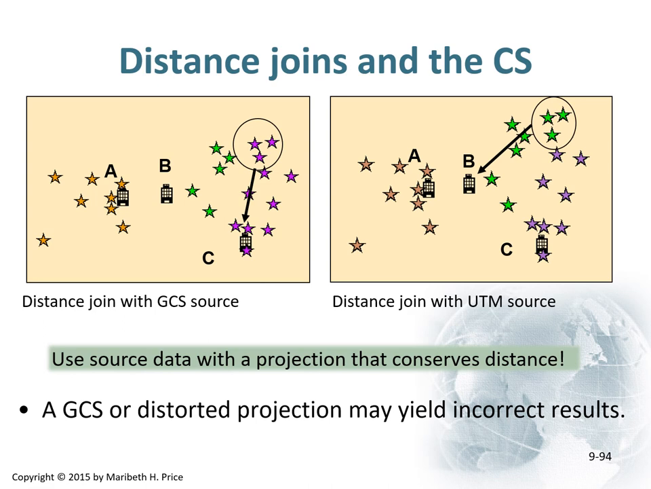Here we have two different displays of the exact same data. One, it's in a GCS, and the other, it's in a UTM projected coordinate system. The three stars in the circle in the GCS will translate to being closest to Hotel C. Once you place them in a projected coordinate system, they're actually closer to Hotel B. That's a significant error if you don't do that. Never, ever do any analysis in a GCS of any sort, of any kind.